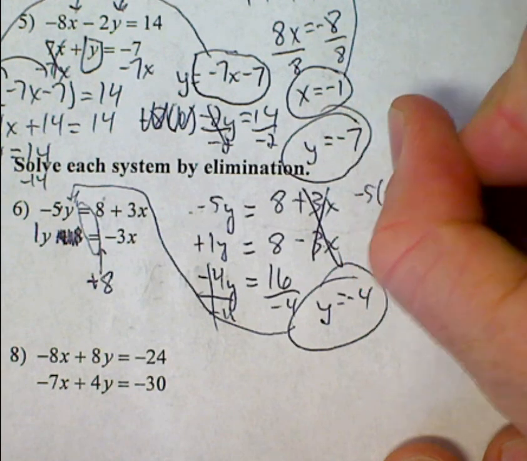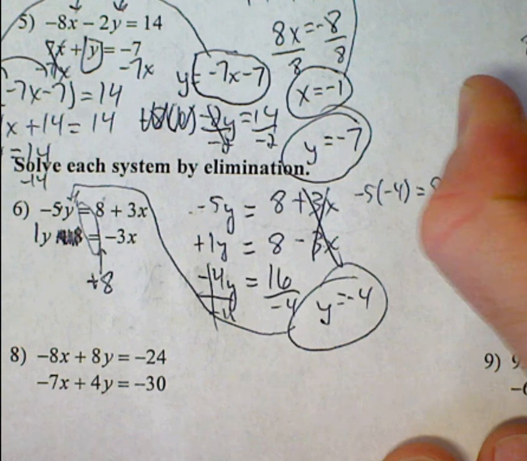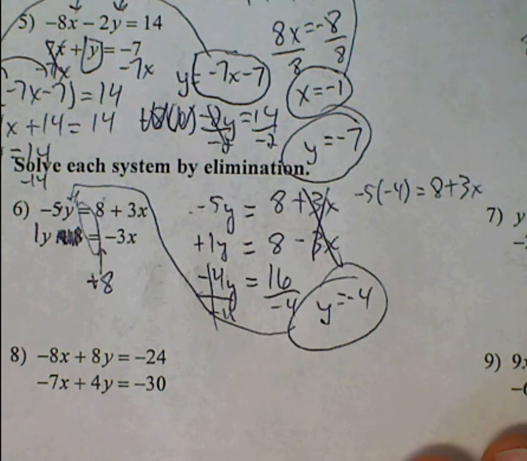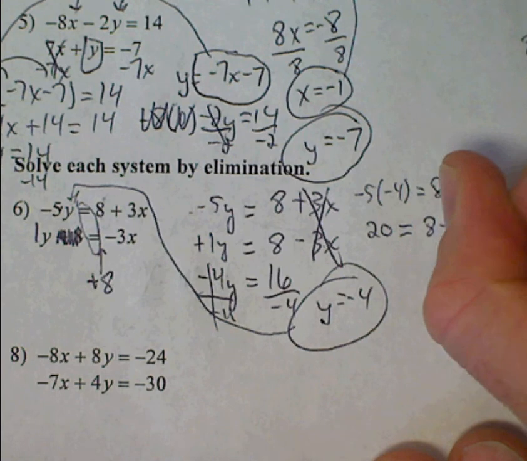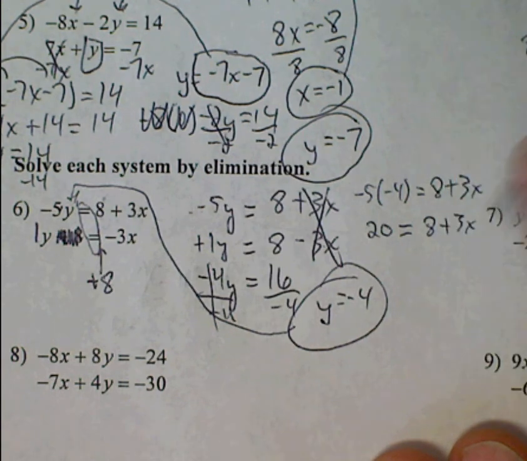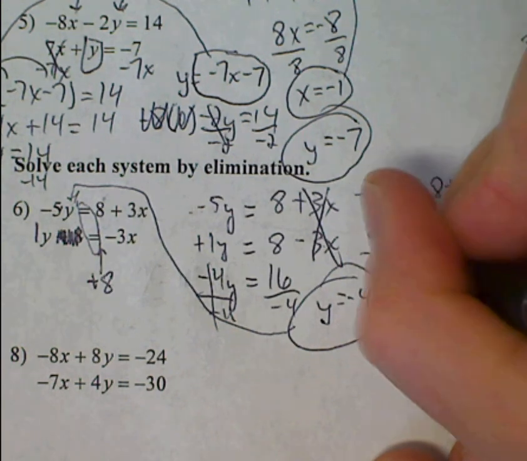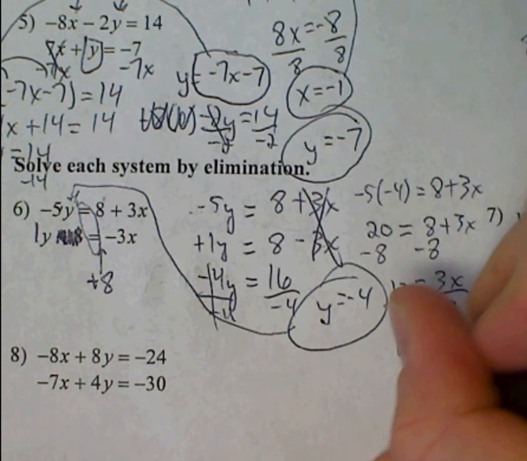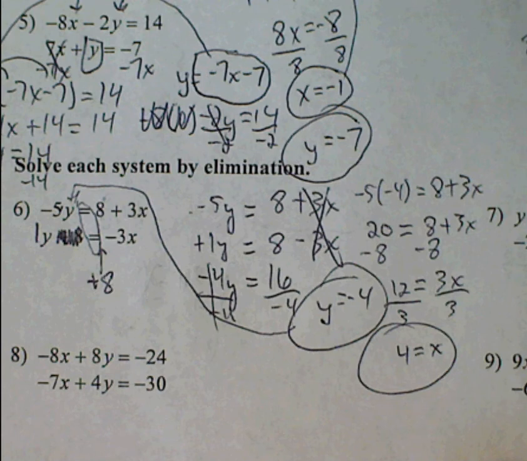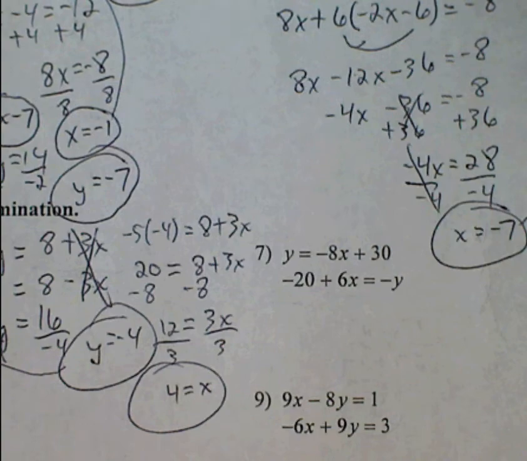Negative 5 times negative 4 equals 8 plus 3x. Negative 5 times negative 4 is positive 20. I'm going to get rid of my 8. That gives me 12 equals 3x. Divide by 3. 4 equals x. I got my x and I got my y. Next problem.